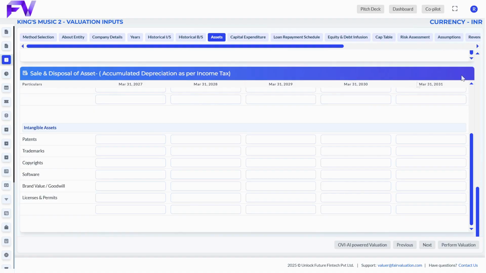Once all information is entered, review your data carefully to ensure accuracy before moving to the next step. That's it.